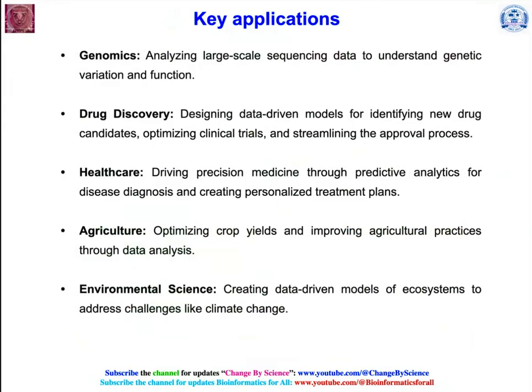So, genomics, which is the hot area, drug discovery, healthcare, agriculture, environmental science. But mostly it is multi-omics, that is genomics, proteomics, metabolomics, drug discovery, and healthcare. In agriculture and environmental science, it is used but at a lesser percentage. So the best possibility for you to get a job in biological data science is in the field of multi-omics, that is genomics, proteomics, and metabolomics, drug discovery, and healthcare, that is the hospital.